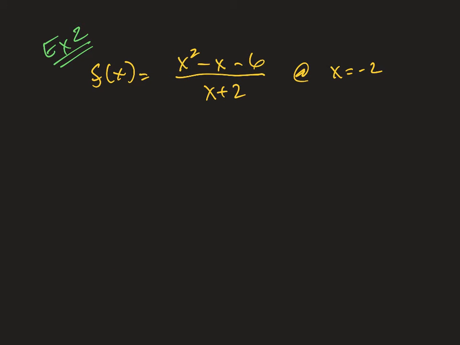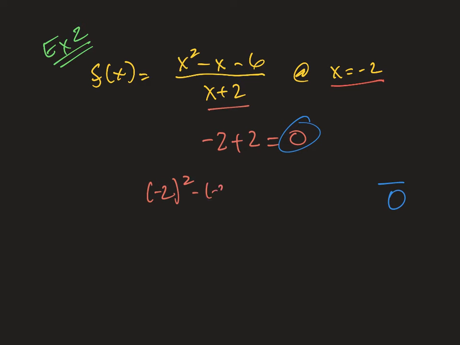Again, we're going to start out this example by plugging -2 into the denominator. I get -2 plus 2 equals 0. That tells me I'm going to have a discontinuity. I just need to see what the value of the numerator is. So right now I have something over 0 here. Let's check the numerator. For the numerator, I'm going to have (-2) squared minus -2 minus 6. So this is going to be 4 plus 2 minus 6. That's also 0. So that means we have a 0 over 0 situation.